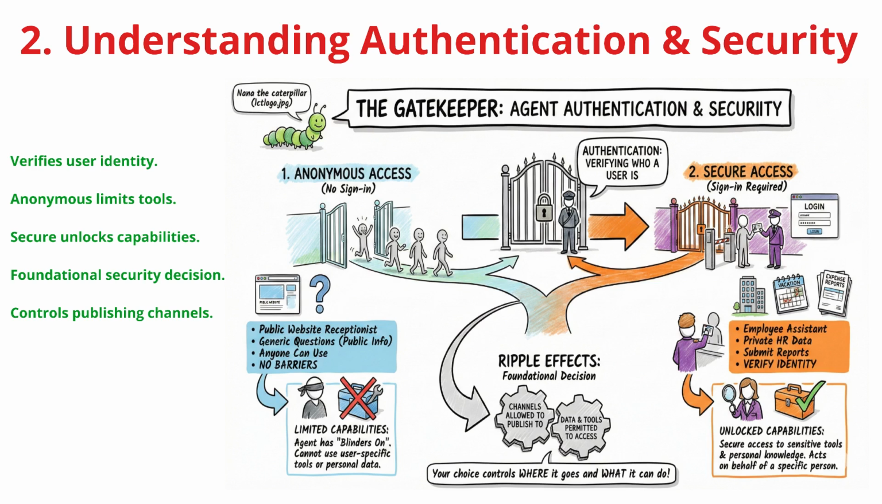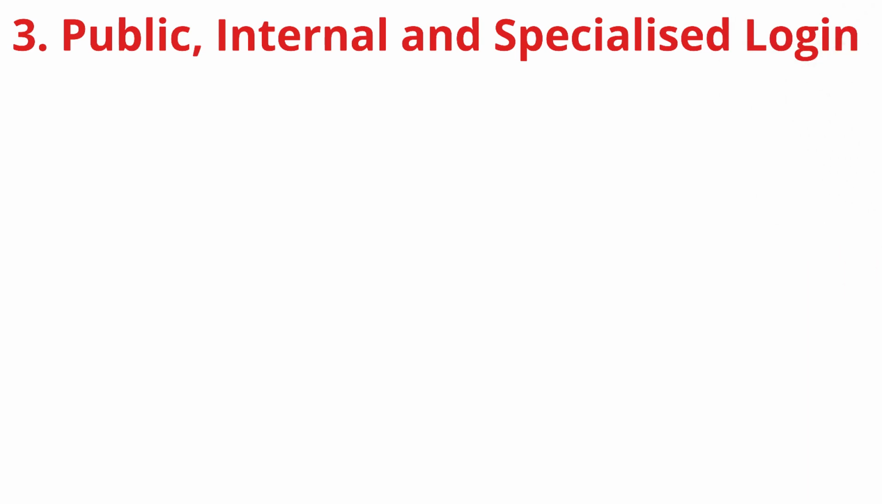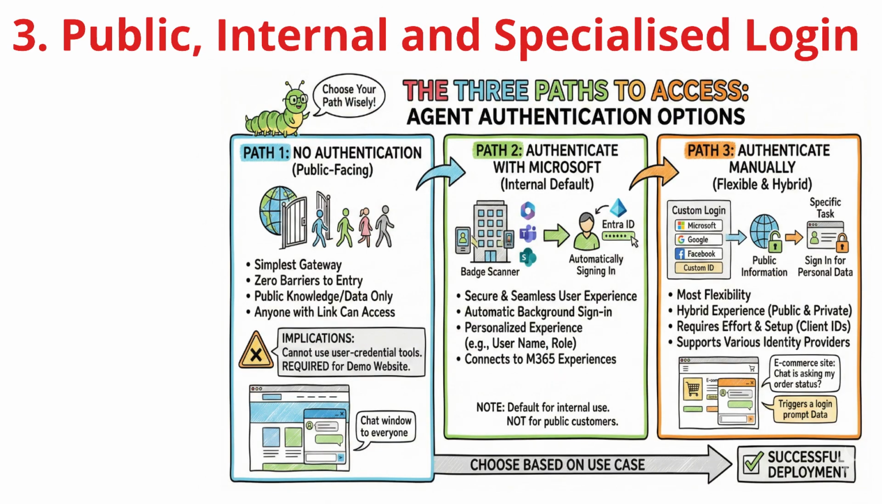On the right path is secure access. Here, users must sign in to verify their identity. This is critical if your agent needs to handle private matters, like HR data or submitting expense reports. Requiring a login unlocks significant capabilities, allowing the agent to securely access sensitive knowledge and perform actions on behalf of a specific person. Remember, this decision creates major ripple effects. It dictates which channels you are allowed to publish to later, and it ultimately controls what data your agent is permitted to touch.